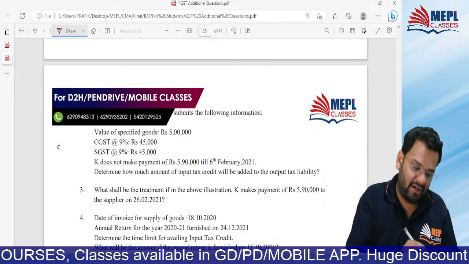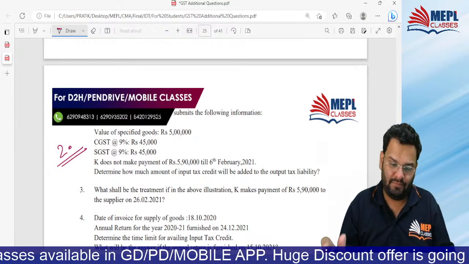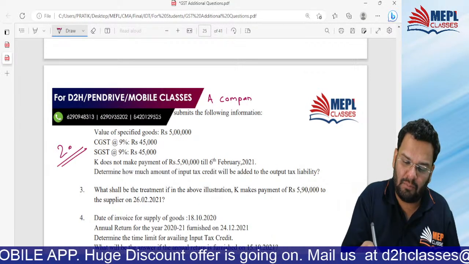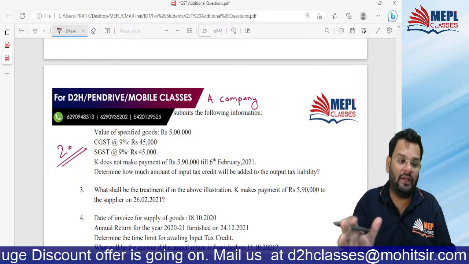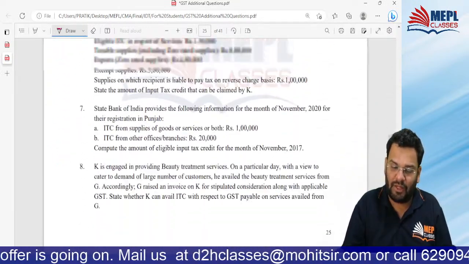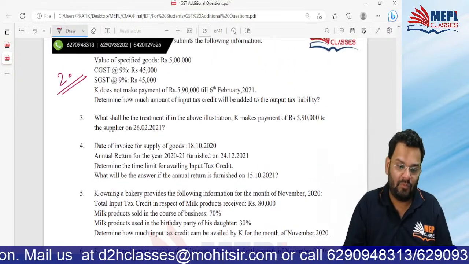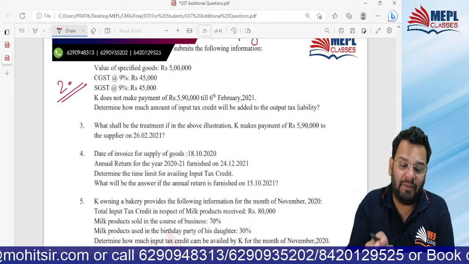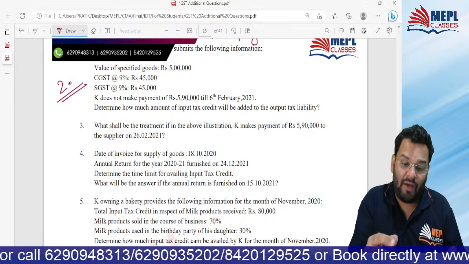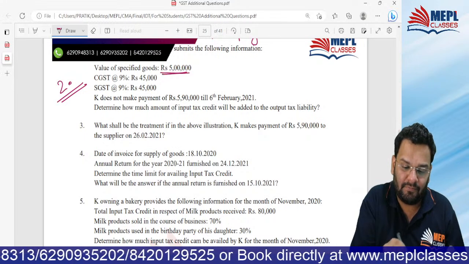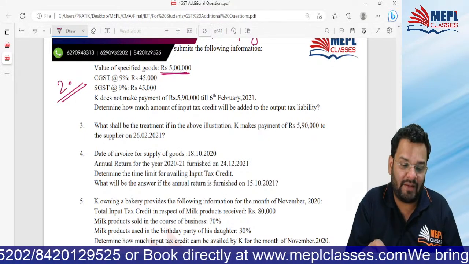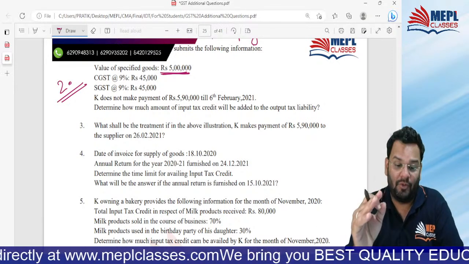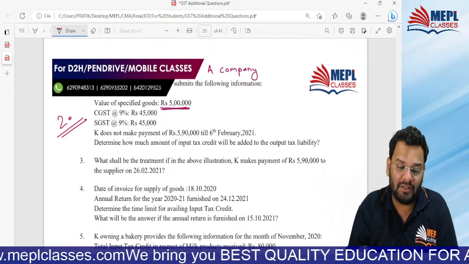Second question, this is actually second question. It should start with a company submits following information. It's on page number 25. Company submits following information. Value of the goods is 5 lakhs. CGST, SGST is 45,000 each.